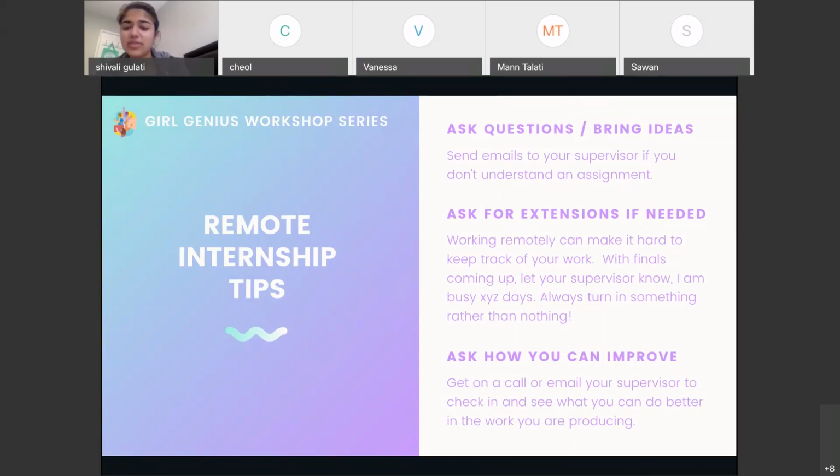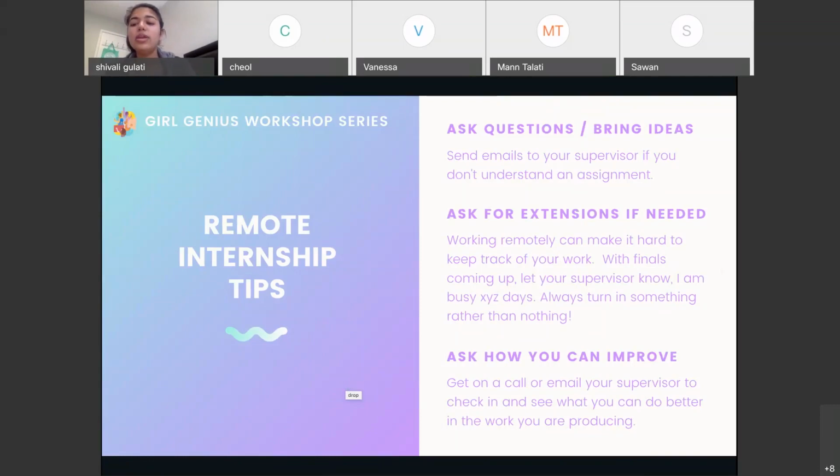Also ask for extensions if needed. I think a lot of people are intimidated by people who they work with. If you need an extension, it's okay. For example, my research internship was during A/B testing, so some of the meetings I would have to be late to because of my APs. I just let my supervisor know, and he's totally okay with it.